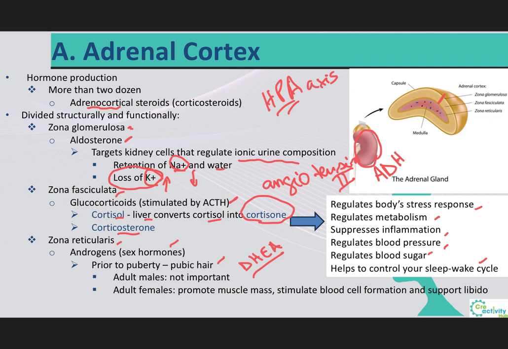puberty. But while this hormone is not very important for adult men, because they will have the testes that will produce large amounts of androgen, in adult women, androgen will promote muscle mass, stimulate blood cell formation, and also support libido. Now remember that we had another hormone that influenced libido, and this is the thyroid hormones, T3 and T4, where low levels of these hormones will decrease libido.